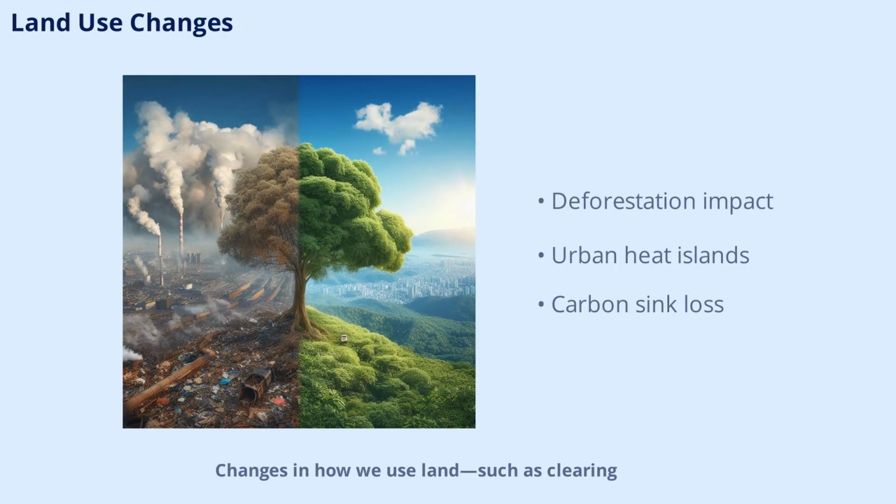Changes in how we use land, such as clearing forests for agriculture or urban development, also affect the climate. Forests act as carbon sinks, absorbing CO2 from the atmosphere. When trees are cut down and burned or left to decay, the stored CO2 is released, adding to greenhouse gas concentrations. Urban areas often have warmer climates than surrounding rural regions, a phenomenon known as the urban heat island effect.